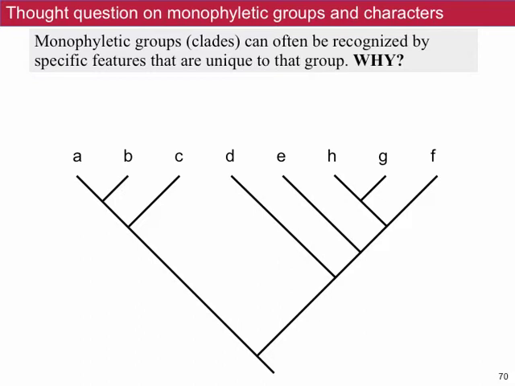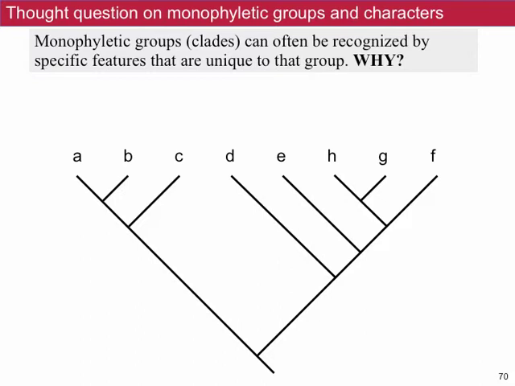Why is that? Does anybody know why this is? Yeah. The chance of the exact same mutation arising in two separate ways. Yeah, so where would the changes arise that are unique to a particular monophyletic group? Well, they don't arise in the common ancestor. Where, right? So they come in the branch leading up to the most recent common ancestor.